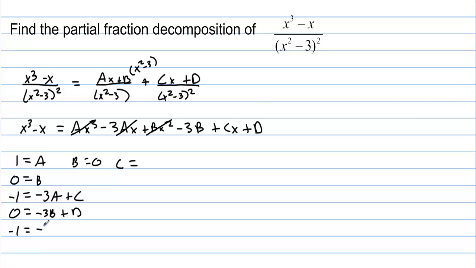C is equal to, well, if a is 1, then we have negative 1 equals negative 3 plus c. C is 2. And d, we need to find d. Well, we have negative 3b plus d, but b is 0, so d must be 0 also. We are ready to write the answer. We have x plus 0, because we have a plus b, so just x over x squared minus 3, and then plus c is 2, and d is 0, so we have 2x over x squared minus 3 squared.